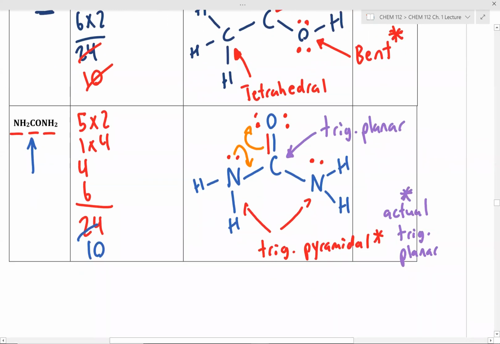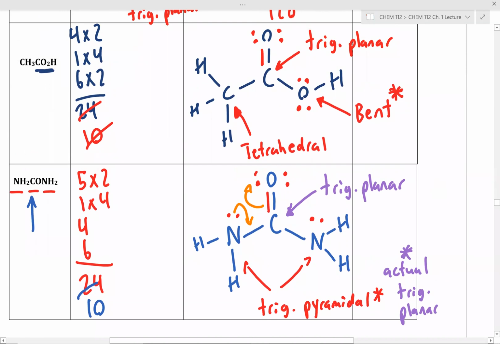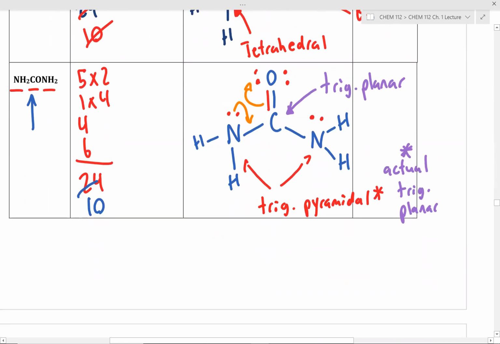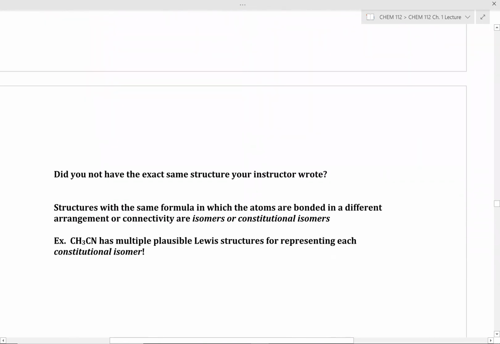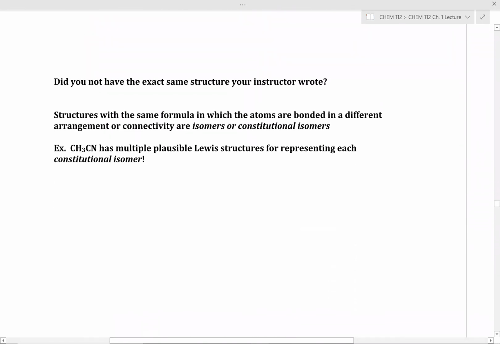So, any other questions on these examples? You always want to be thinking about molecular shape because it helps us understand properties and reactivity. So, with that, let's continue on.